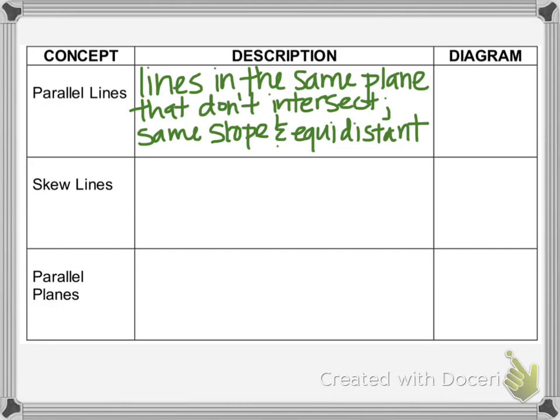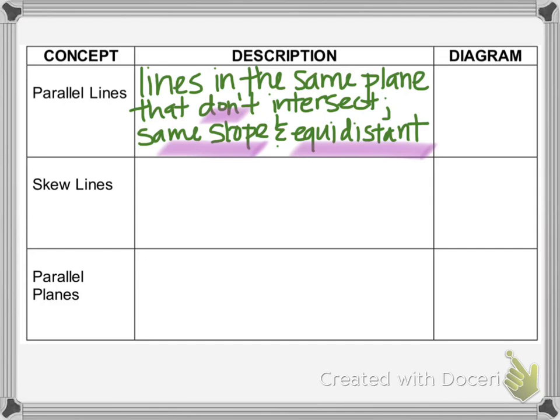The first is parallel lines, which many of you already are familiar with. These are lines that are in the same plane and they don't intersect. They do not intersect. They also have the same slope and are equidistant from each other.